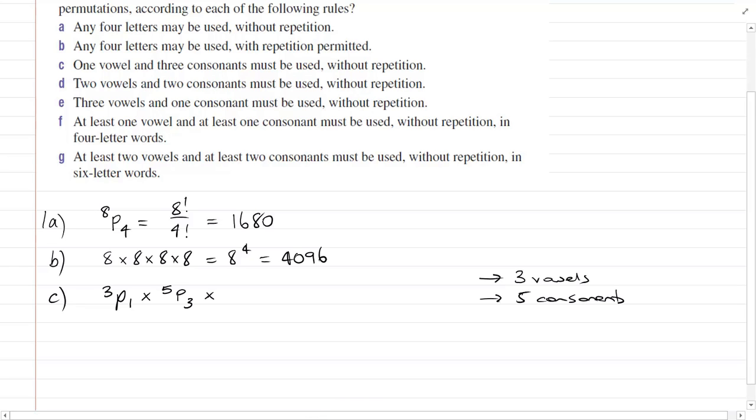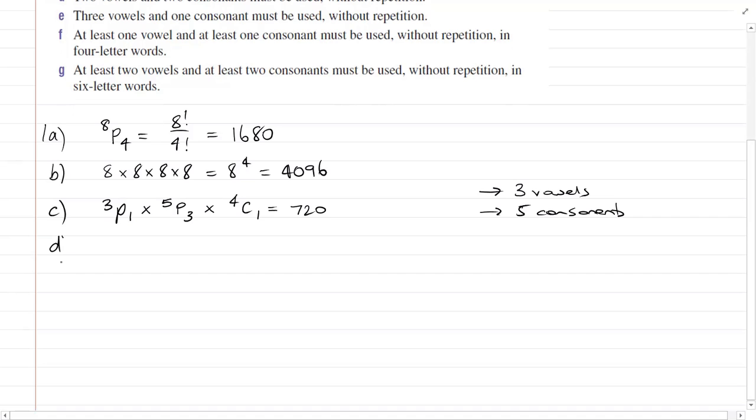But then I've also got to consider how my vowels and consonants could be mixed up. And the way I do that is by picking a vowel or the consonants and looking at how many places I could place those. So in this case, I'm going to choose the vowel, and out of the four letters, I could put it in four spots. So it is 4 choose 1. And in this case, I multiply all of those together, and I get 720.